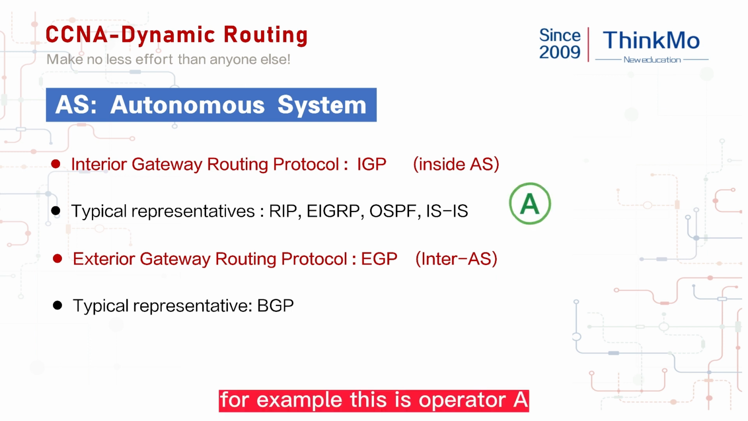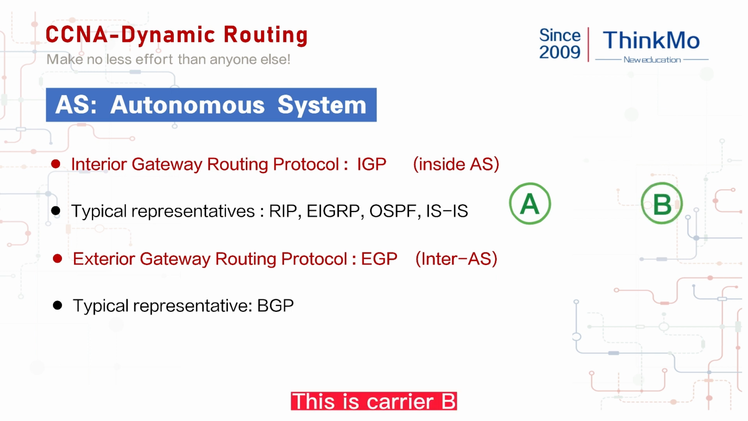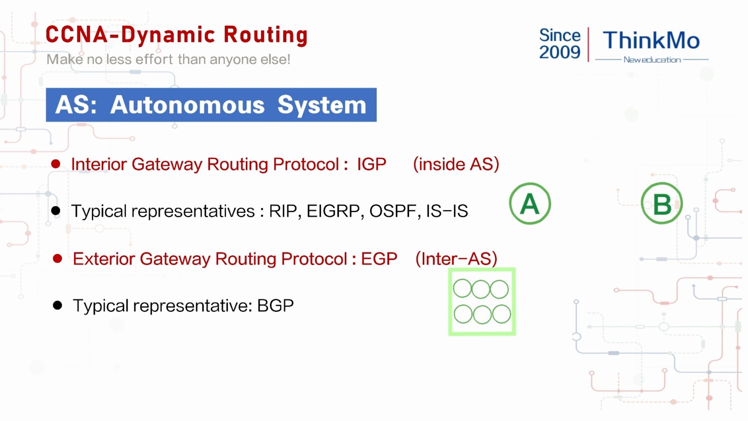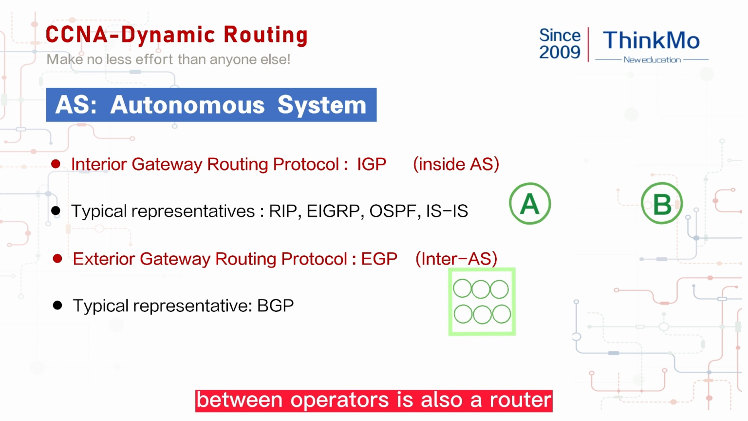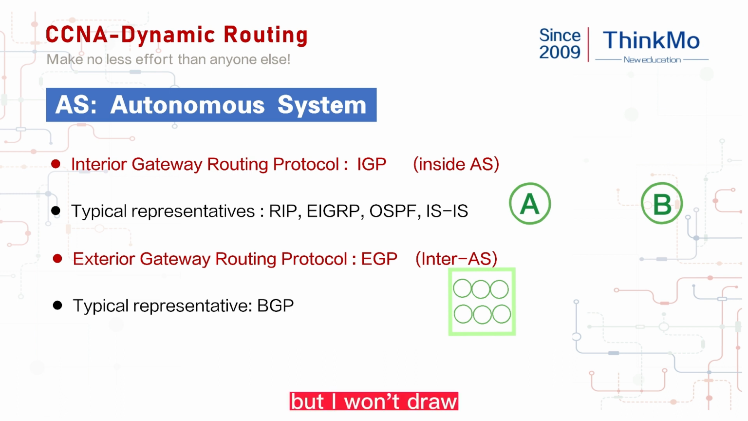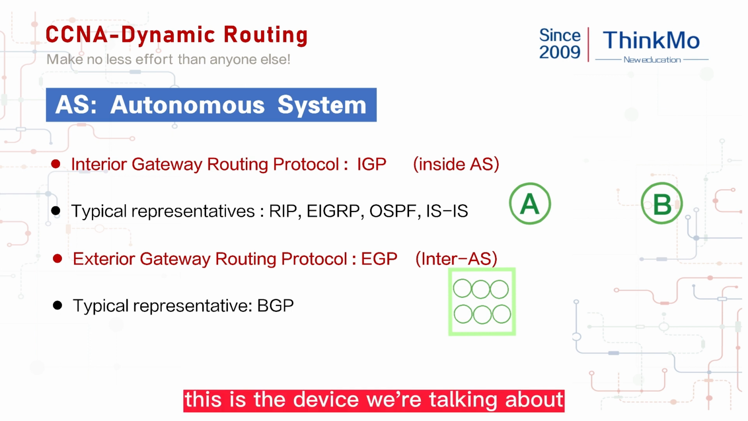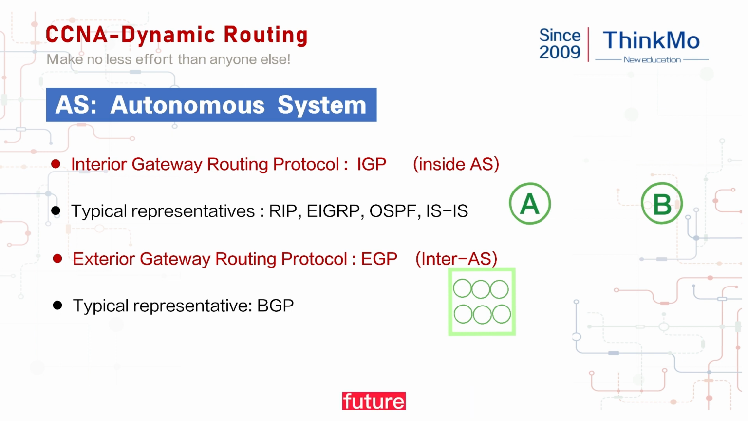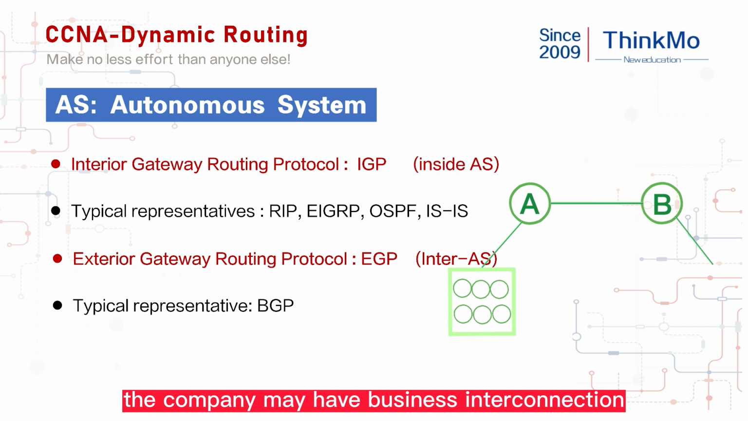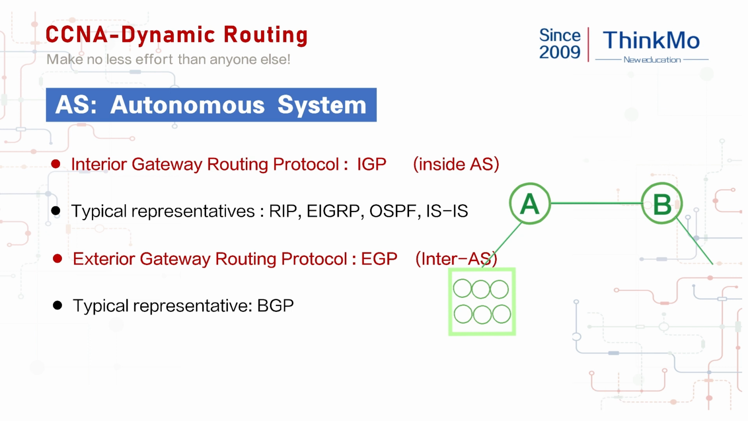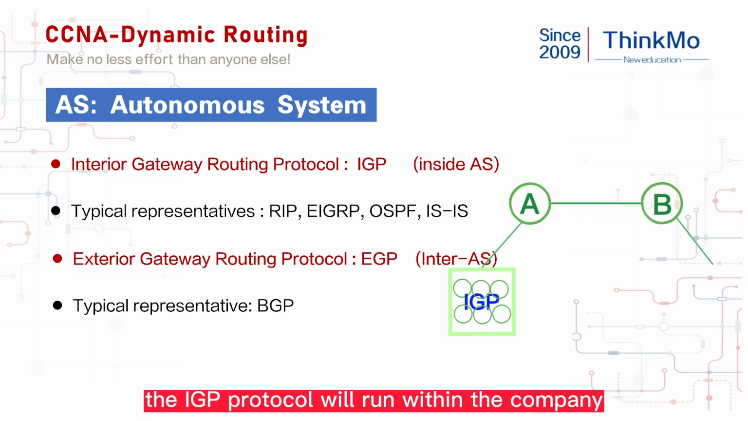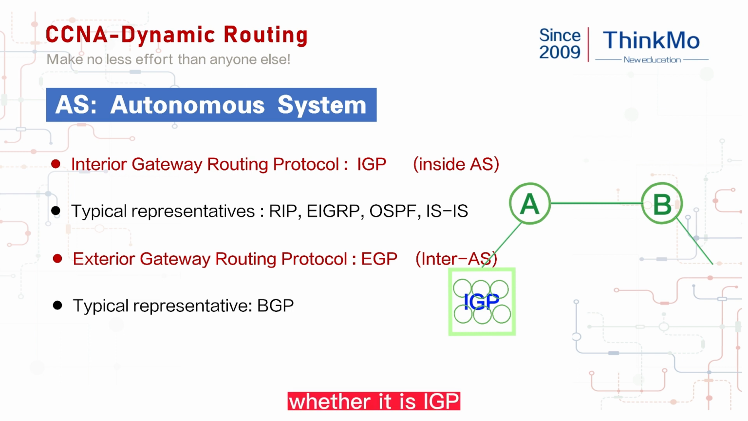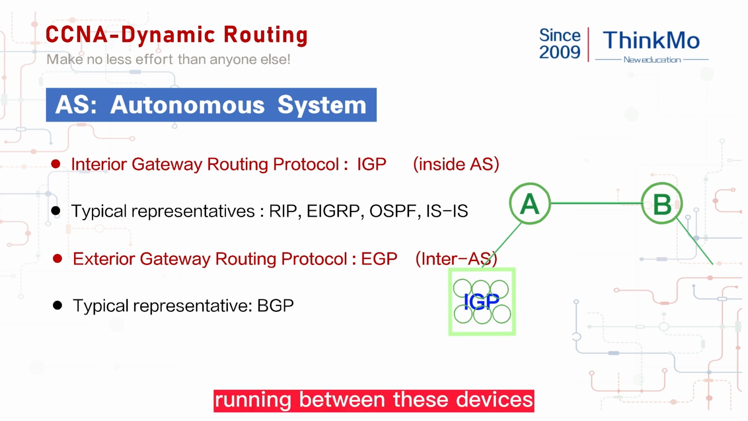For example, this is operator A. This is carrier B. This is the company. There are many routers in the company. Of course, between operators there are also routers, but I won't draw them. I'll just draw it like this. This is the device we're talking about. In the future, the company may have business interconnection with the operator. First of all, let's talk about where these things are running. The IGP protocol will run within the company, whether it is OSPF or EIGRP, running between these devices.